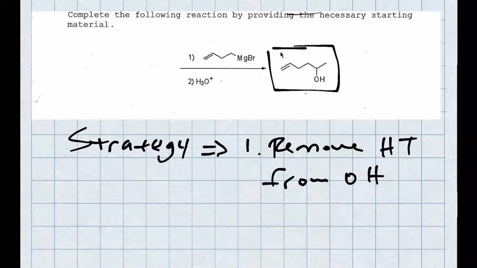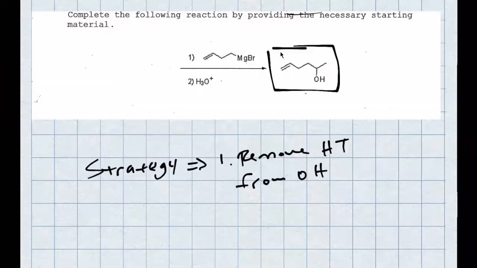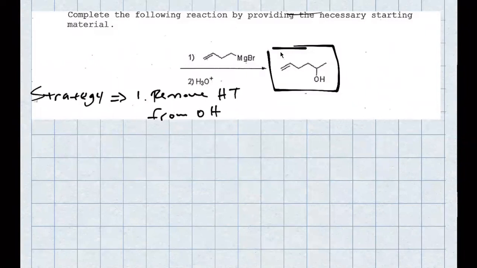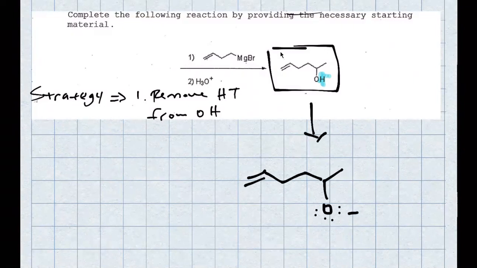And so let me move this out of my way. Remove H+ from OH, I'm sorry. And so now let's see what that looks like. So if I take off the proton here, what I'm left with is an oxyanion, which should look like this. I'm going to put the electrons around it, like that. Right, it's that simple.